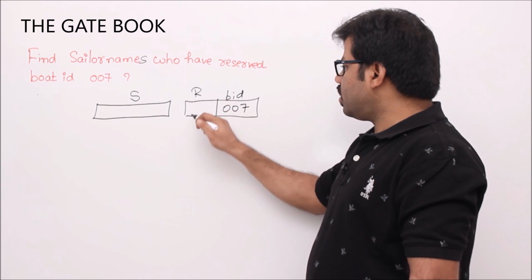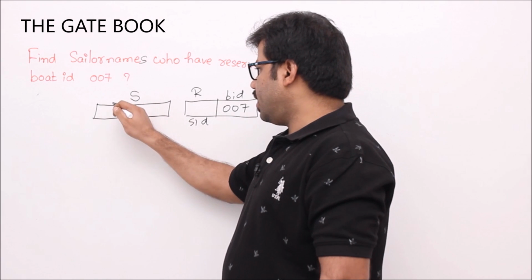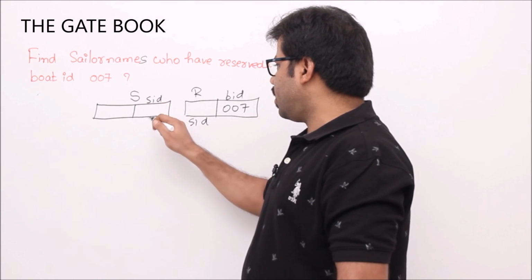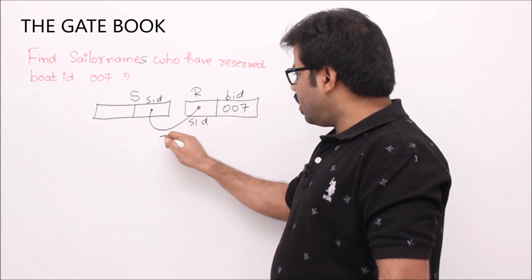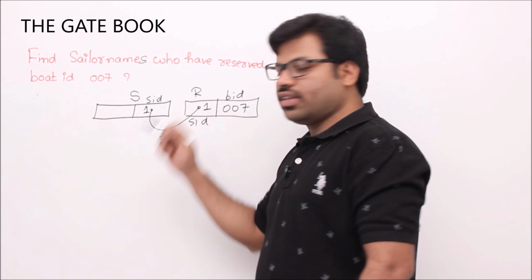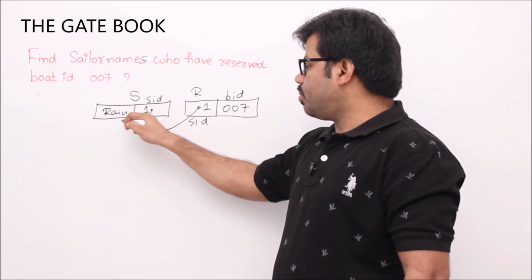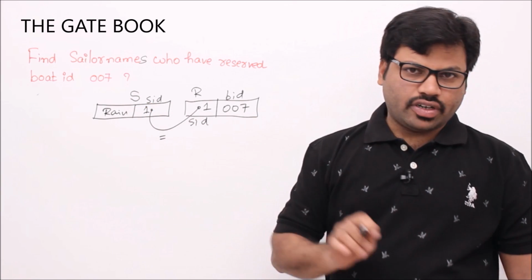And what about this SID? It could be anything, but it should match with S.SID, right? So let's write here S.SID. This should be matched. Then if this happens, then definitely this will be 1, this will be 1, otherwise anything. Now let's say this is Raju. Now I can say that Raju is the person who reserved 007, right?